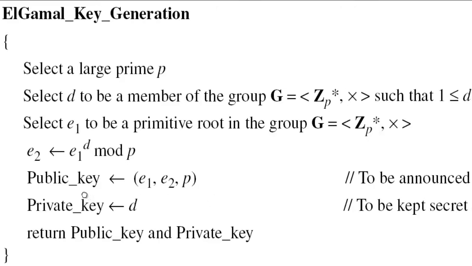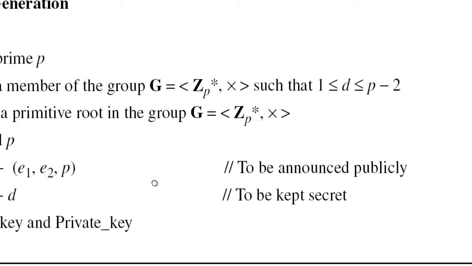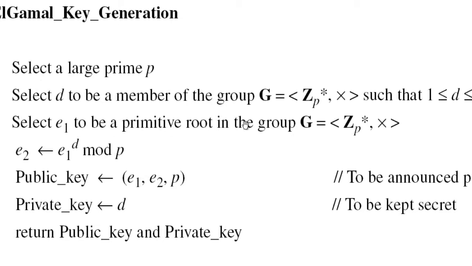So here you can see that we need to announce the public key to everyone, whereas the D should be kept secret. So D is the member of group and E1 is a primitive root, from that it is generating E2 where you can send that particular message to.